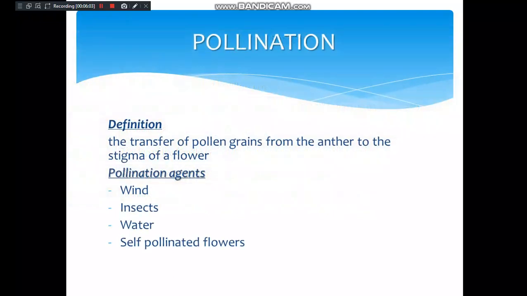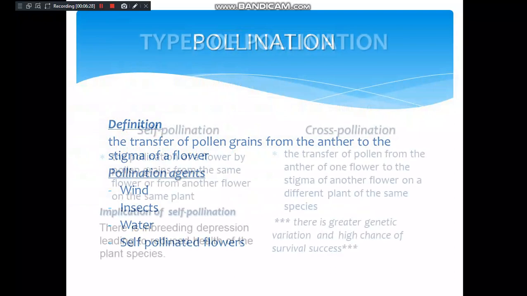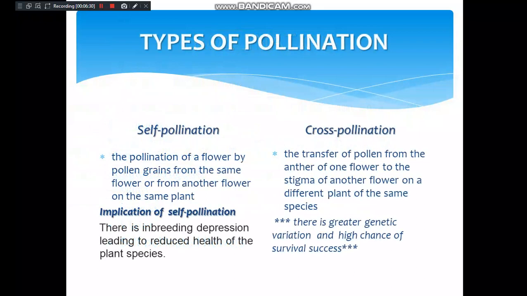I have just touched on pollination, which is the transfer of pollen grains from the anther to the stigma of a flower. For pollination to occur, we require pollination agents, which are listed as wind, insects, water, and flowers sometimes do self-pollinate. And then we have types of pollination.